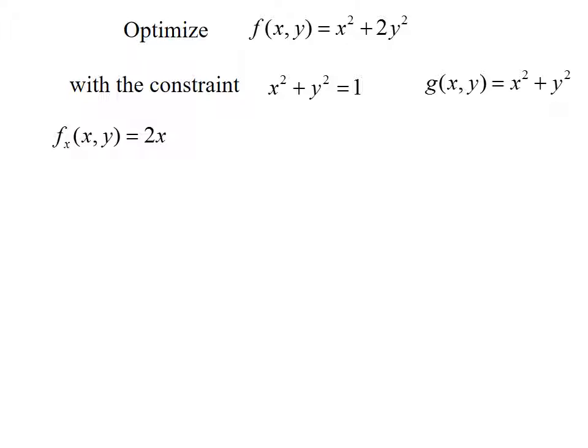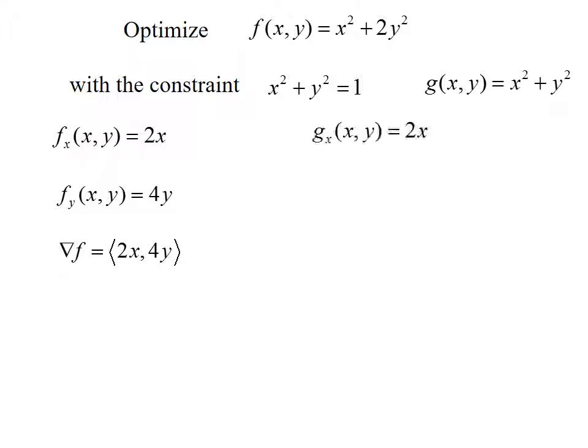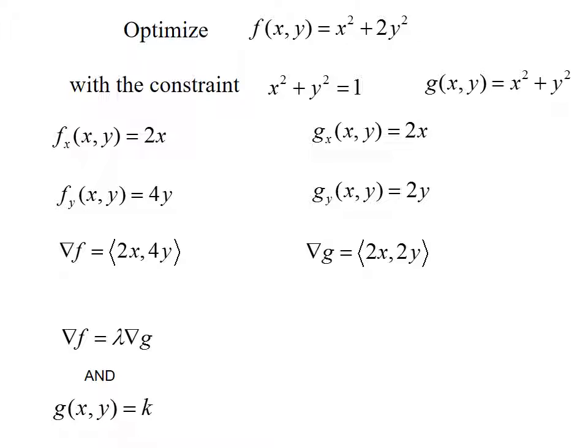Here's the partial of f with respect to x and the partial with respect to y. So here's our gradient of f. We'll find the gradient of g, which is the partial with respect to x, the partial with respect to y, put together into one vector function. And then we want to solve the system of equations.